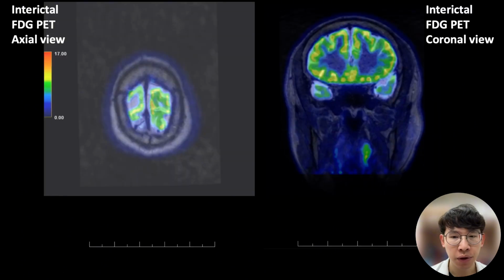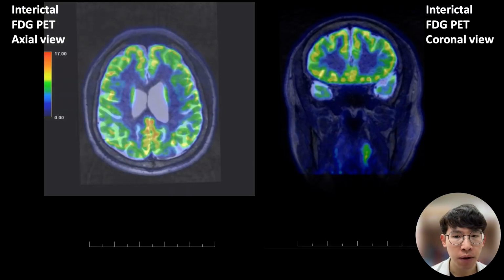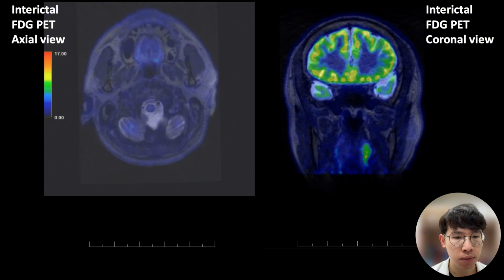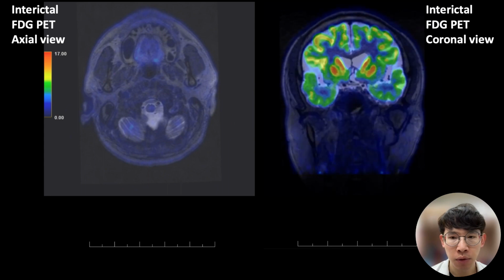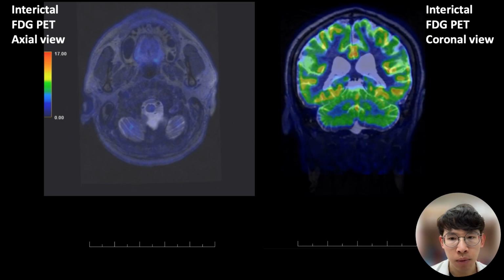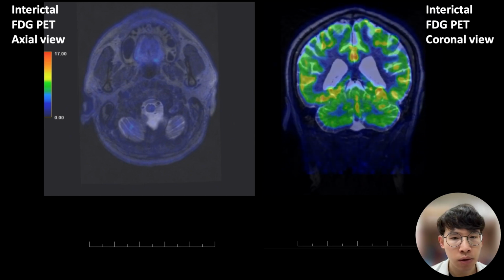Here we have his interictal FDG PET. On the left is the axial view. On the right we have the coronal view. We can see that metabolism of both hemispheres seems quite symmetric.